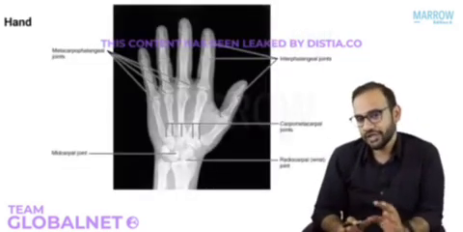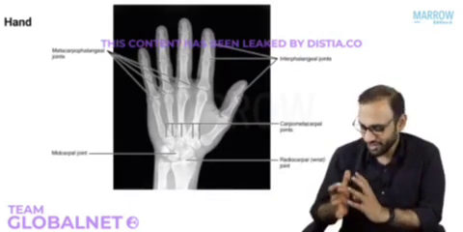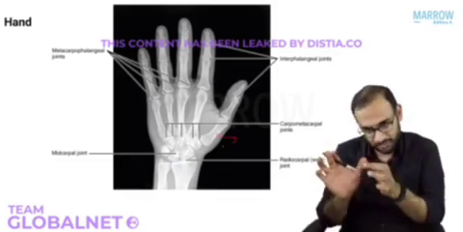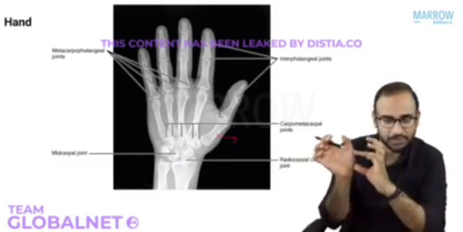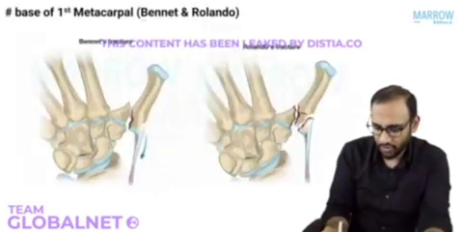Now, moving on to the fractures in the hand. We have already finished the distal radius. We have talked about the carpal bones. Now we are in the metacarpals. We're starting with the first metacarpal. This is the first metacarpal, the thumb, right? So we're talking about the first metacarpal base fracture. There are two important fractures here, Bennett and Rolando.